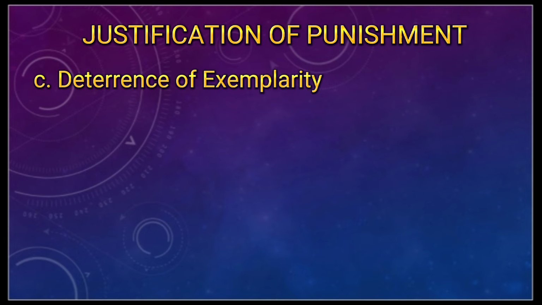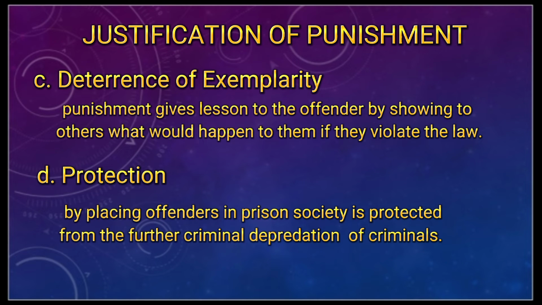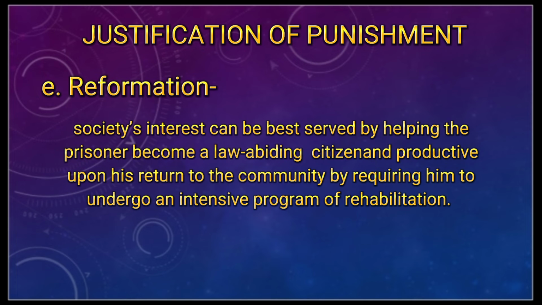C. Deterrence or exemplarity. Punishment gives a lesson to the offender by showing to others what would happen to them if they violate the law. D. Protection. By placing offenders in prison, society is protected from the further criminal depredation of criminals. E. Reformation. Society's interest can be best served by helping the prisoner become a law-abiding citizen and productive upon his return to the community by requiring him to undergo an intensive program of rehabilitation.